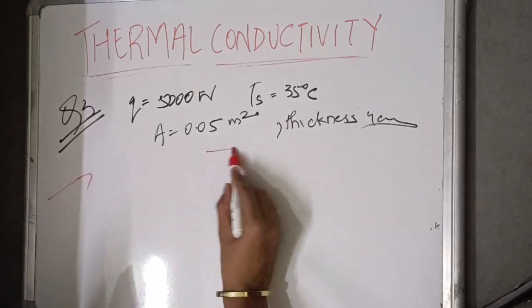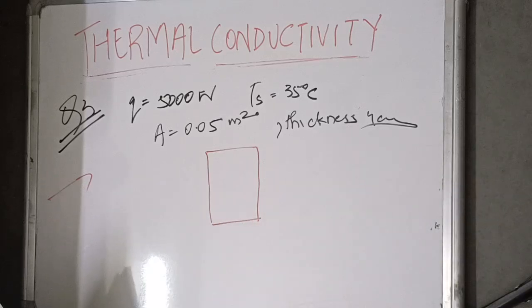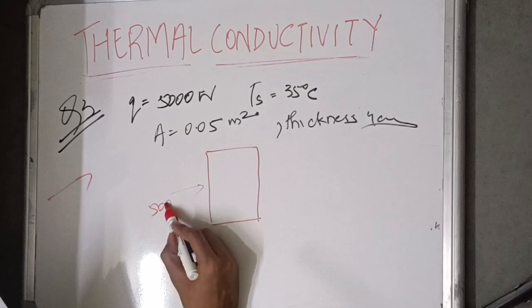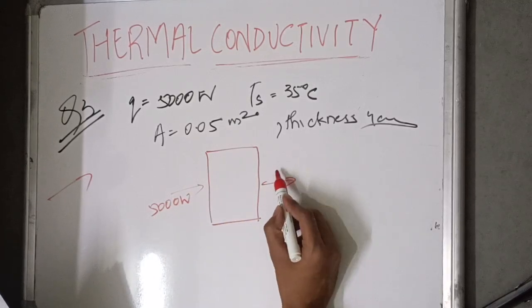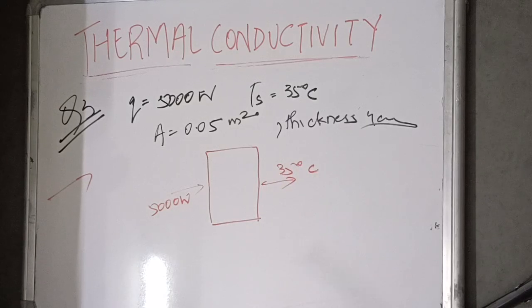First we'll draw the figure. It states that one side of a copper slab receives a net heat input at a rate of 5000 watt, and the other surface is maintained at 35 degree centigrade. We have to find the surface temperature of the side receiving radiation energy.